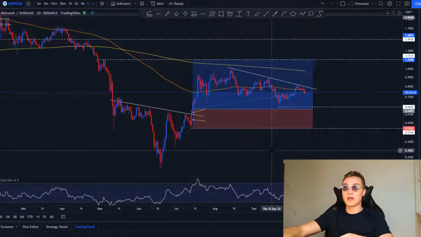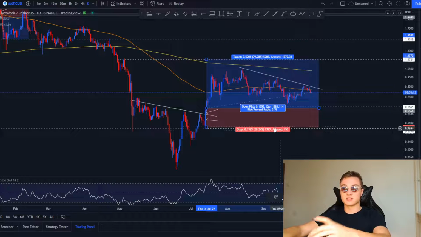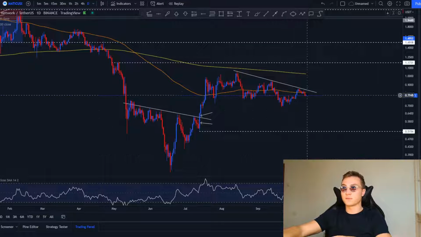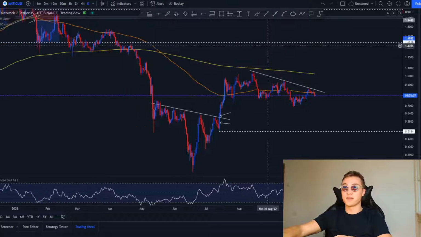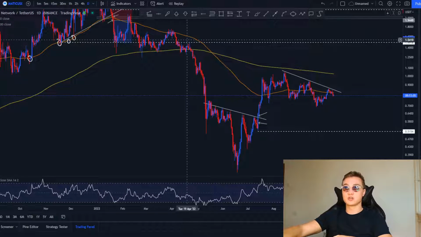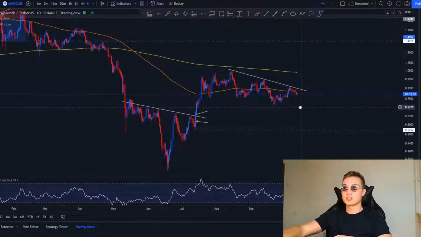Now, what am I looking for right now when it comes to MATIC? Since I didn't take this initial trade, I'm going to be looking for a break of this correction pattern and a target of the $1.5 mark, which is the strongest zone of resistance that I can see right now. So what are we going to do?